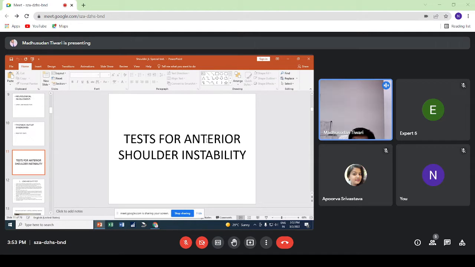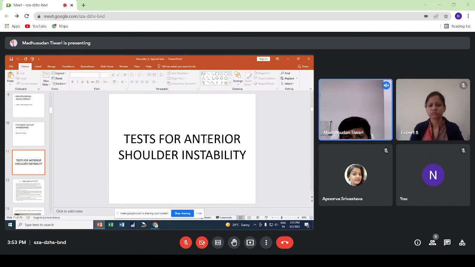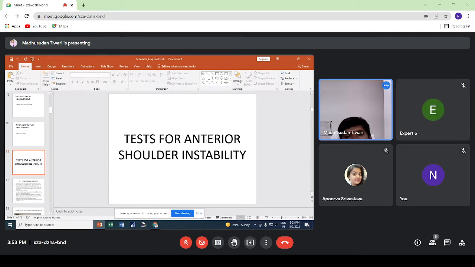The first is the test for anterior shoulder instability. The shoulder joint is a complex joint composed of the glenohumeral joint, the acromioclavicular joint, and the scapulothoracic joint. Here we will discuss the glenohumeral instability, and first the anterior shoulder instability test.